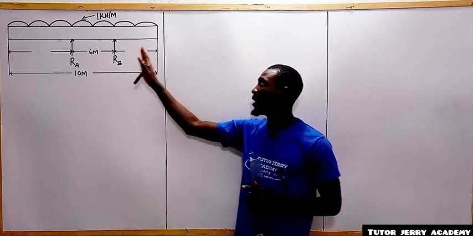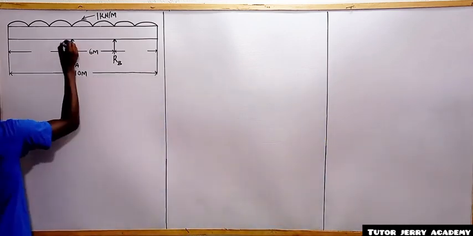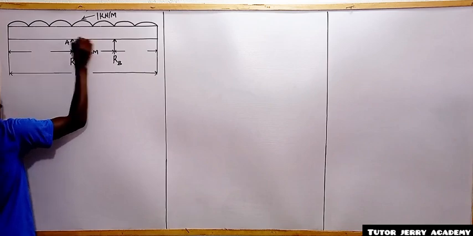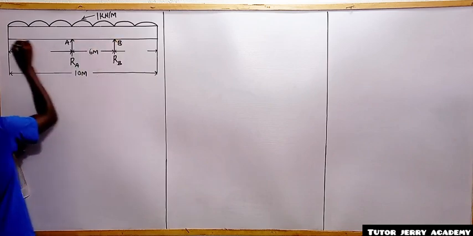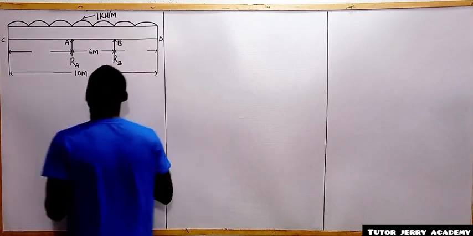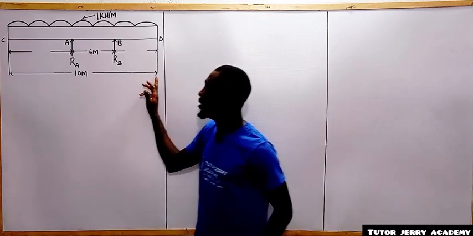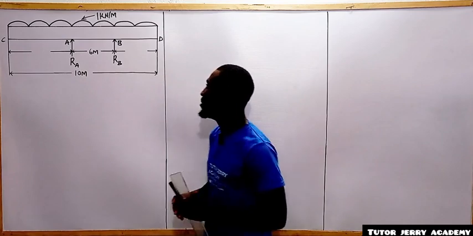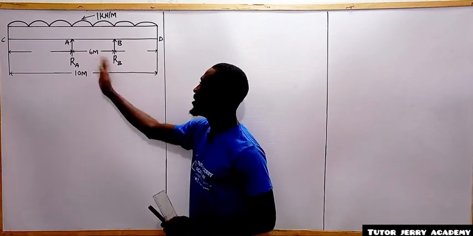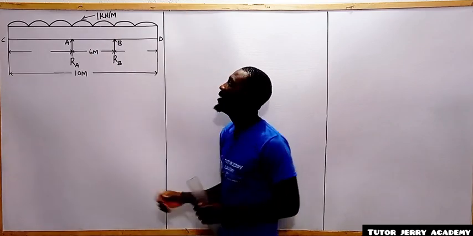All right, so you can see I have drawn my diagram on the board. So here is my point A, here is my point B, here is point C, and here is point D. All right, you can see I've put my parameters. From point C to D is 10 meters. The supports are 6 meters apart, and you can see the uniformly distributed load is 1 kilonewton per meter.